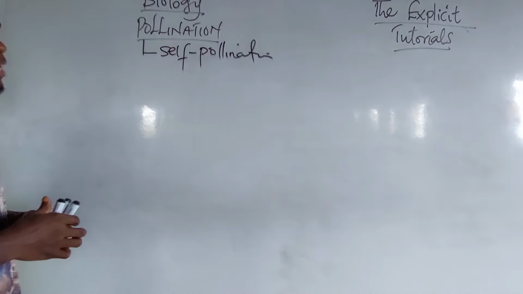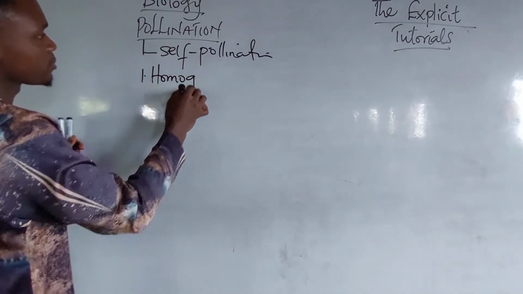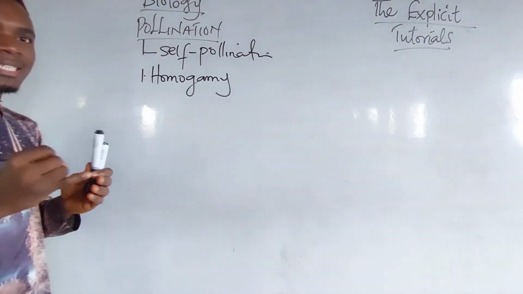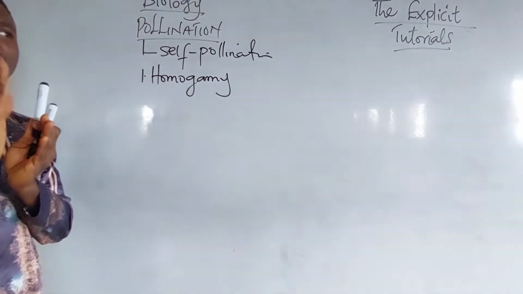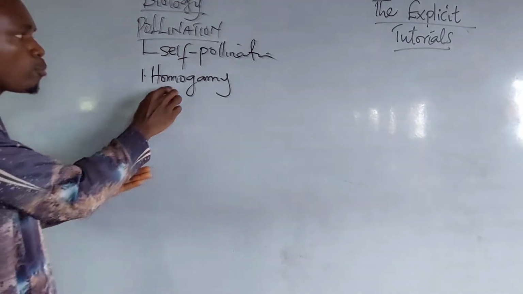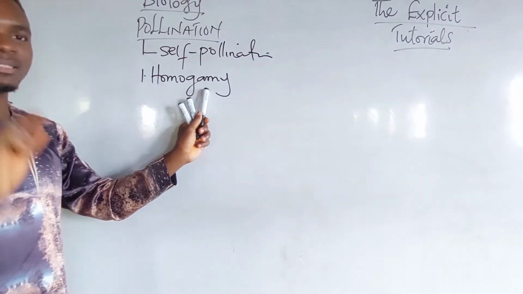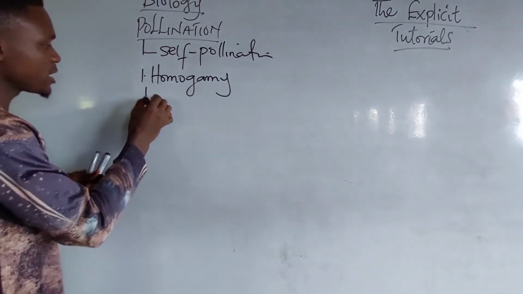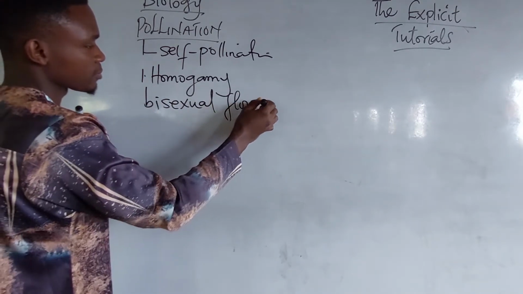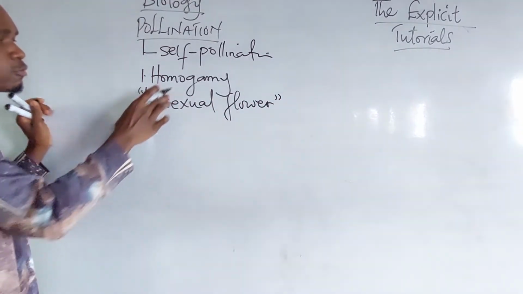Now, there are two conditions that enhance pollination. The conditions that enhance pollination are: one, we have homogamy. Homogamy is a process whereby the anther and the stigma of a bisexual flower get to maturity at the same time. Okay, homo, the same. That is the meaning of homogamy.